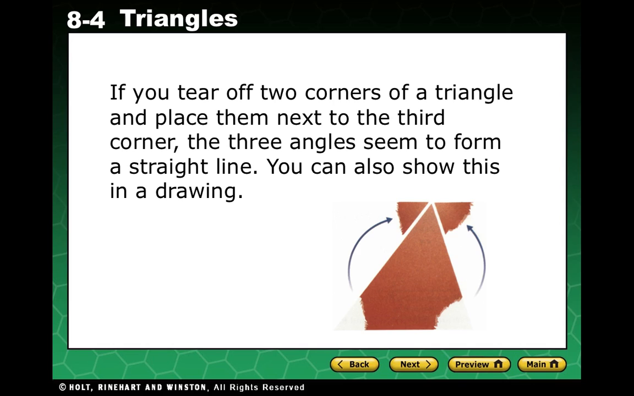So this will show that for any triangle, no matter how obtuse, how scalene, how whatever it is, any triangle, we add those three angles together and we'll get a straight line, 180 degrees, which means that the sum of the angles of any triangle will equal 180 degrees.